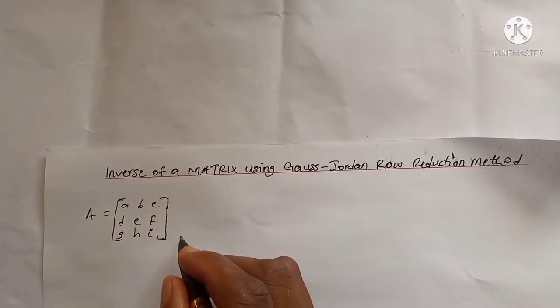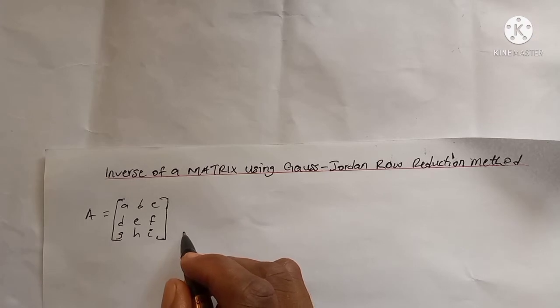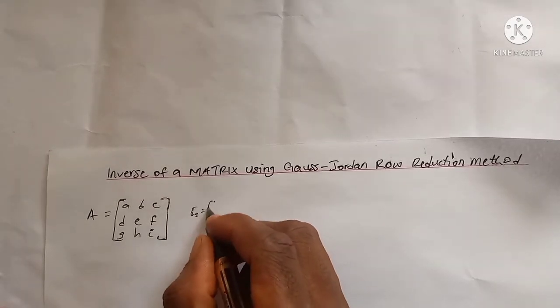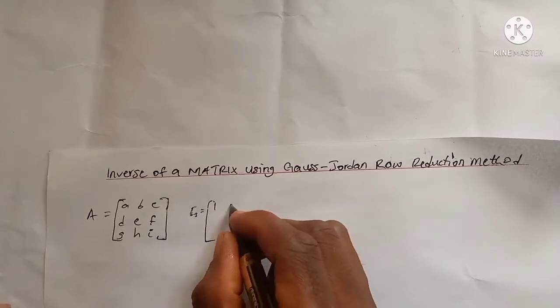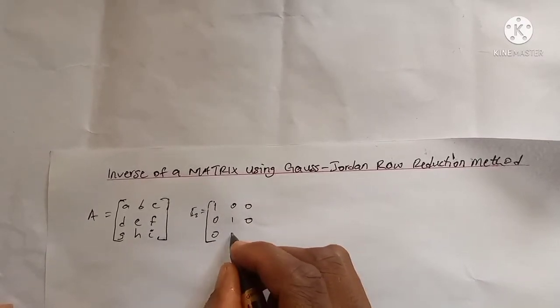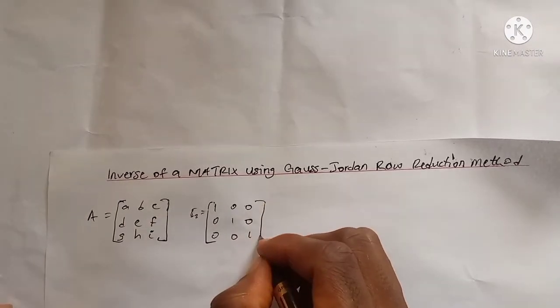Now, to find the inverse of this matrix A using Gauss-Jordan row reduction method, we have to augment this matrix A with the 3 by 3 identity matrix, which is 1 0 0, 0 1 0, and 0 0 1.